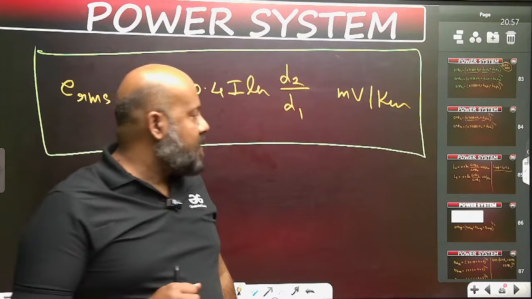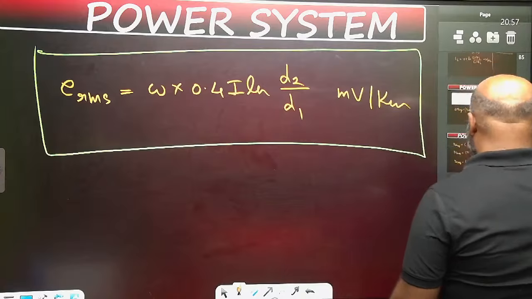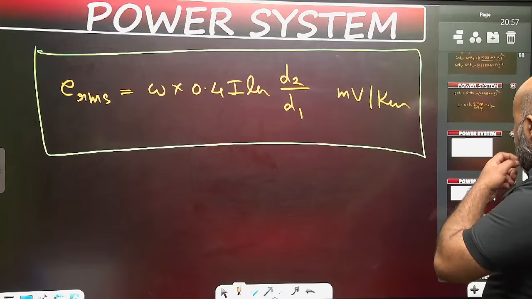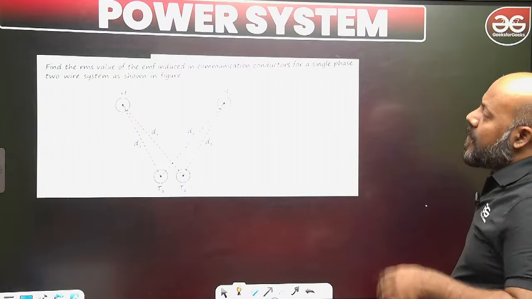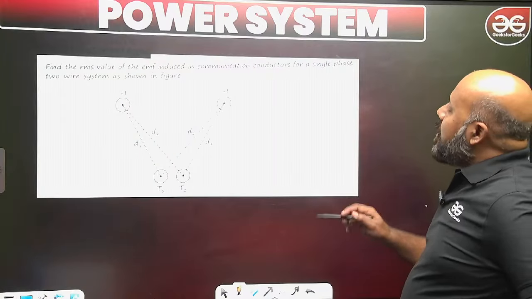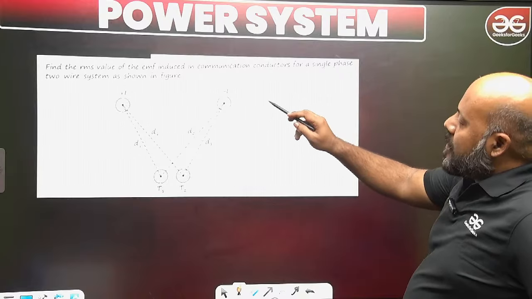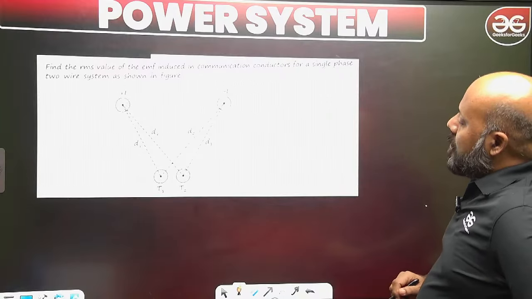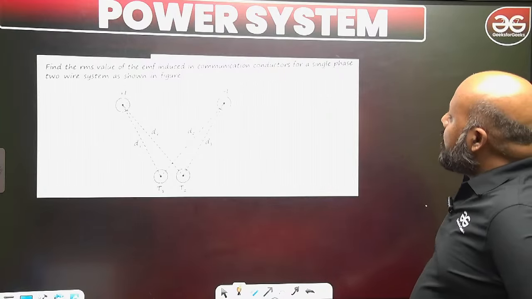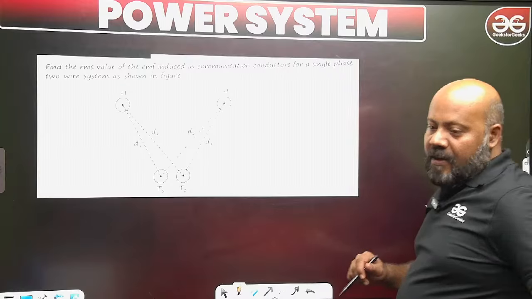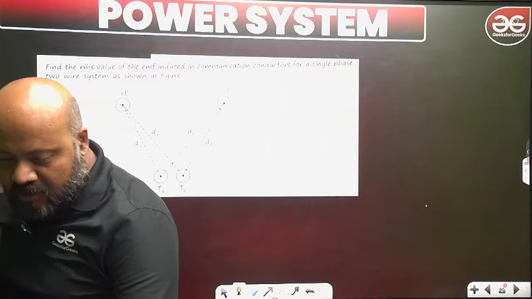What I was saying, yes. Let us see the question. Find the RMS value of the EMF induced in the communication conductors for a single phase two-wire system as shown in the figure. So can you directly write? I think there is some data missing in this question.